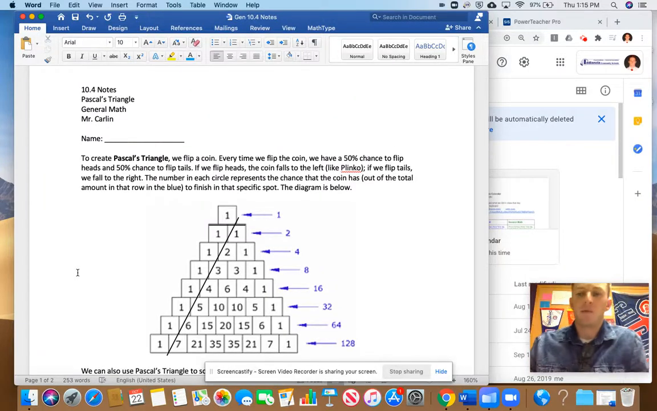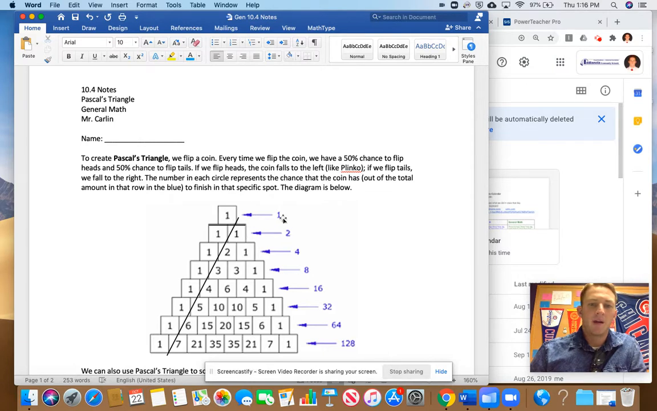All right, general math, we are on 10.4, using Pascal's triangle to solve combinations. To create a Pascal's triangle, we are going to flip a coin, and every time we flip the coin, we have a 50% chance to flip heads or tails. If we start at the top and we flip heads, we go to the left, and if we flip tails, we go to the right.